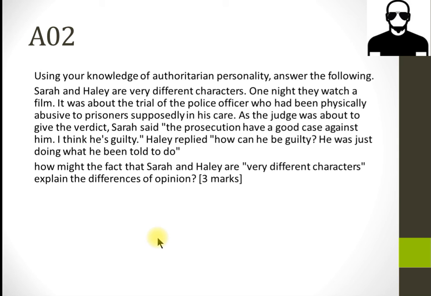With this in mind, how might the fact that Sarah and Haley are very different characters explain their differences of opinion? This should be a tricky question, but think about what you know about dispositional explanations and how this might feed into the differences between the two.